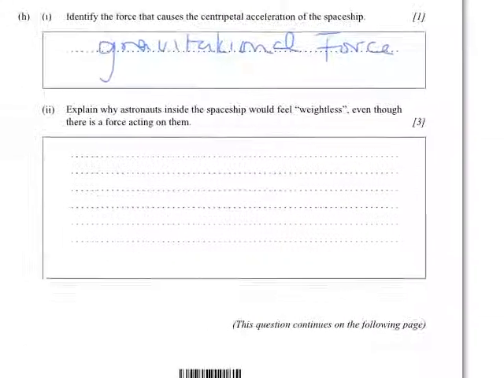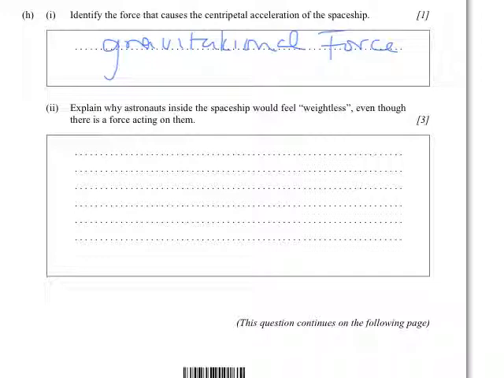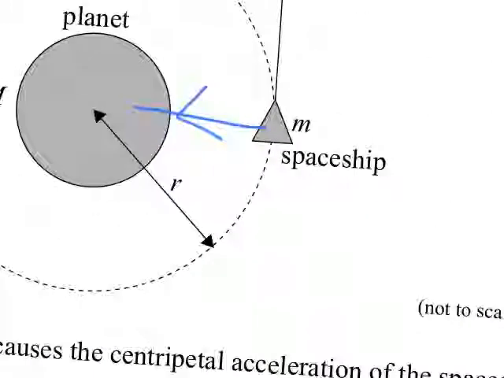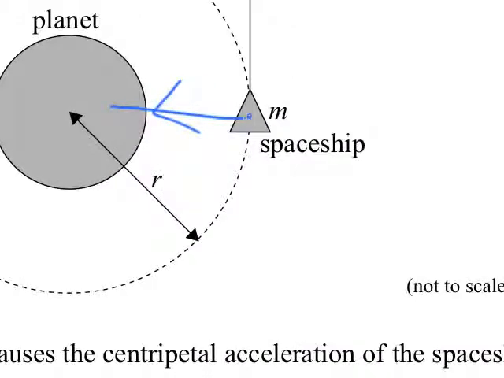Part 2, explain why astronauts inside the spaceship should feel weightless, even though there is a force acting on them. Well, the reason why we feel weightless is because the floor doesn't exert a force on us. If you're in that spaceship, moving around inside it, you are also moving in this direction, and you also have a force acting on you, but so does the spaceship, and your acceleration is the same as the spaceship's acceleration. So you don't actually feel the spaceship exerting a force on you.